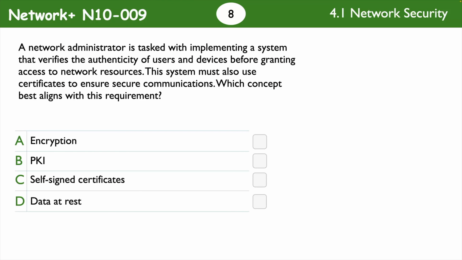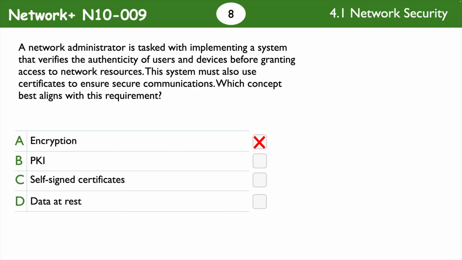All right, let's go ahead and identify the key phrases here. The first one is verifies the authenticity of users. And the second one is must also use certificates to ensure secure communications. So now that we know the key phrases, let's go ahead and do the process of elimination.